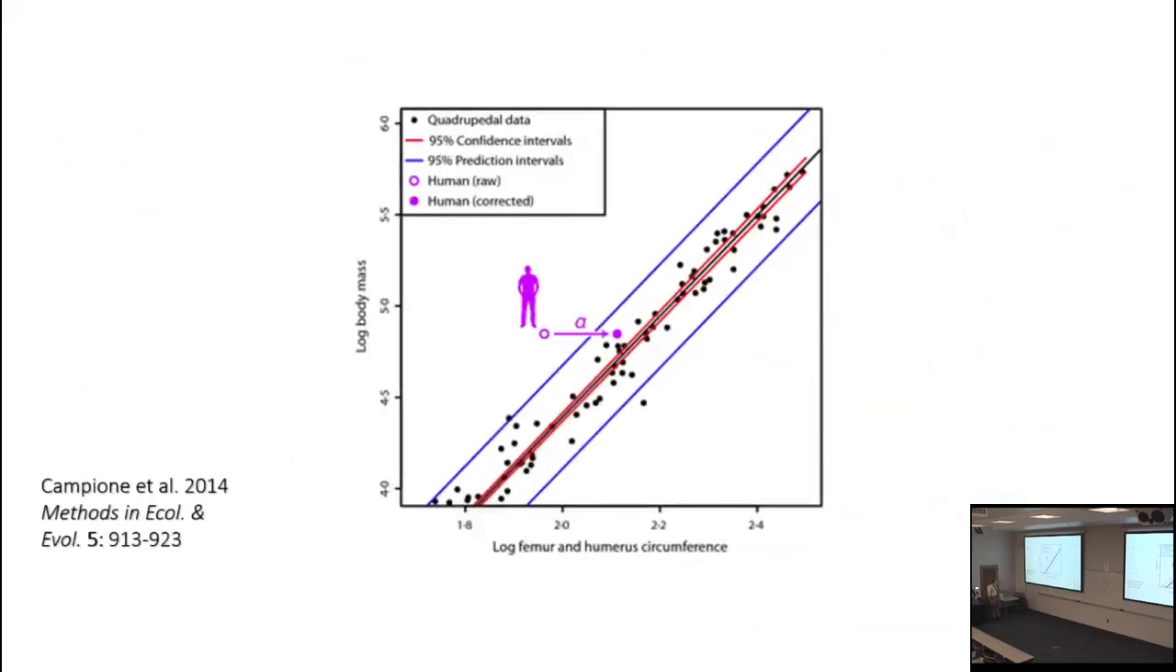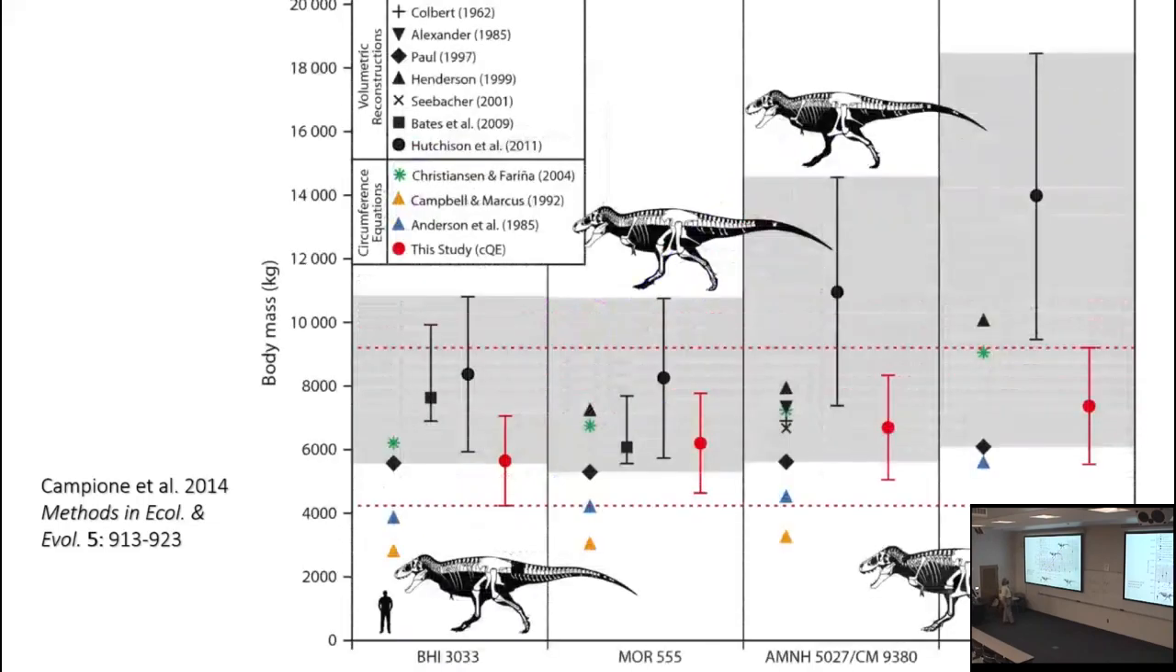Okay, so this is an example of taking a bunch of measurements. In this case, it's the log of the femur plus the humerus circumference. And the data there are mostly for quadrupeds, and if we just took the human data, we would find it scaling incorrectly, and that's because we're not using our forelimbs to move. But there's a simple correction you could do, and that plots humans in along the right area. So using this sort of data, trying to estimate the mass of Tyrannosaurus rex, and think about this.